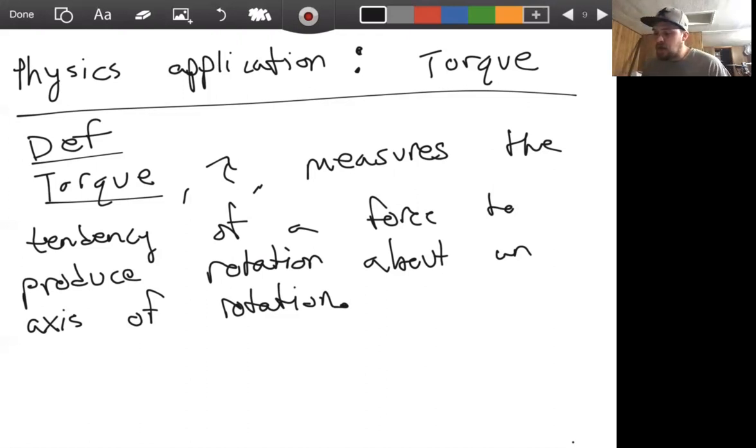And so torque is a notion in physics and engineering and math, and it's everywhere, right? Just like work is, and we saw an application of the dot product for work.